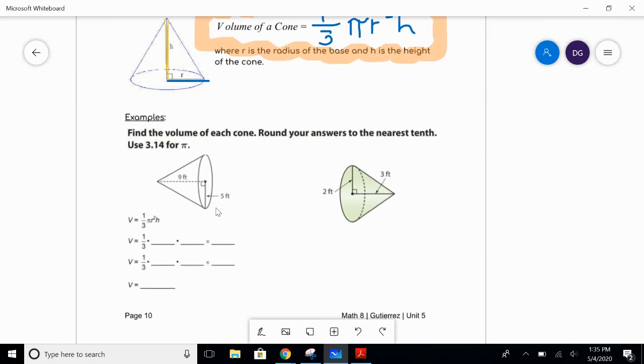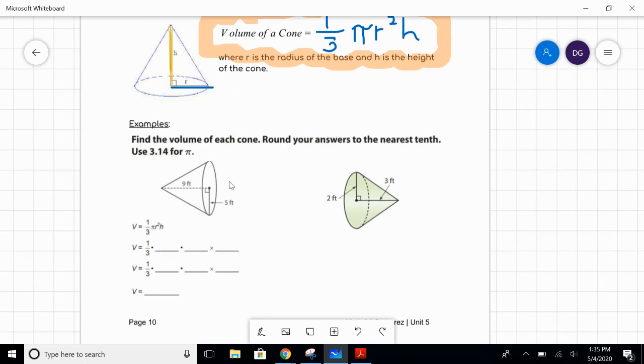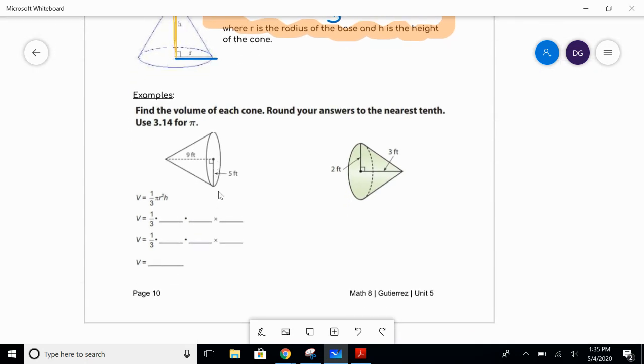So let's take a look at an example and try to figure out what the volume of this cone is right here. As we can see, sometimes these cones are going to be laying different ways, right? So this one right here is laying on its side. This one is also laying on its side. The example up top was standing upright. So it doesn't really matter which direction they're lying. We always want to remember the radius is half of the circle. The height is from the circle to the tip top, or the vertex.